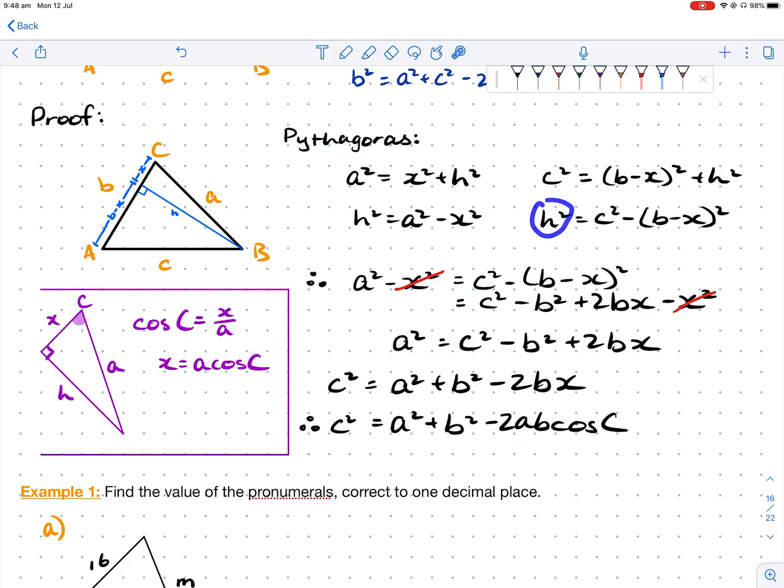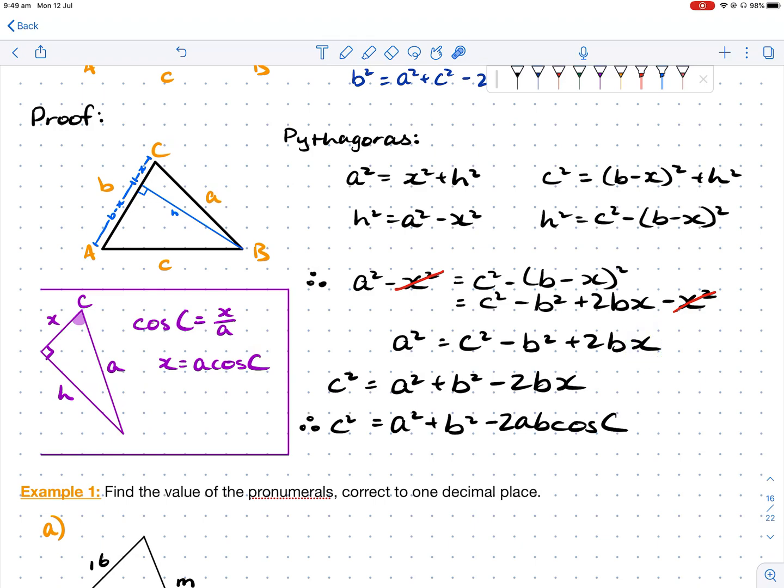Now, because both of them are equal to h squared, we can solve those simultaneously and put that together. If we substitute that together, we've got a squared minus x squared is c squared minus (b minus x) squared. If I expand that, that's what we get. And you can see that those two minus x squareds are going to cancel. So what we've got left is a squared equals c squared minus b squared plus 2bx.